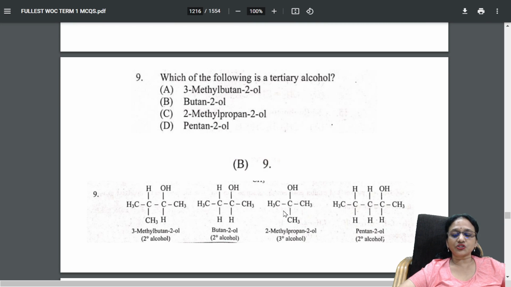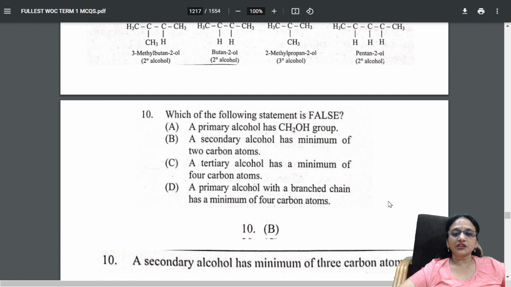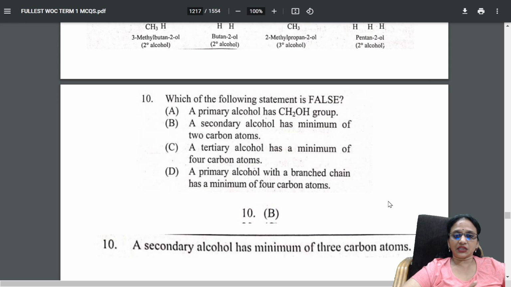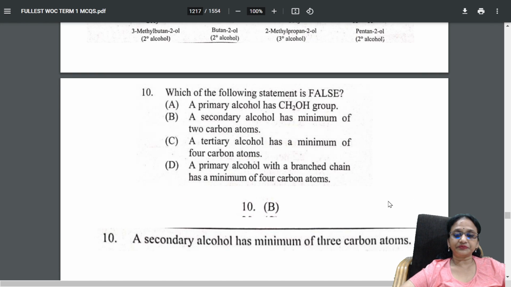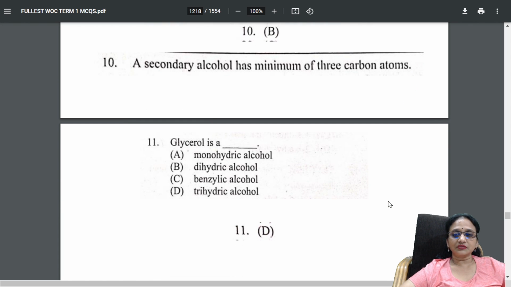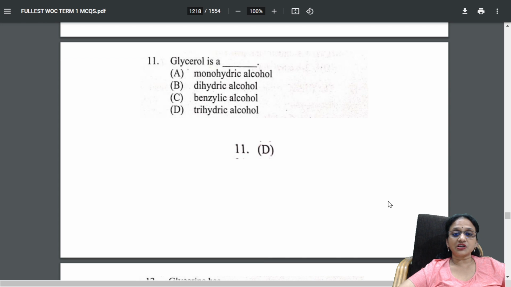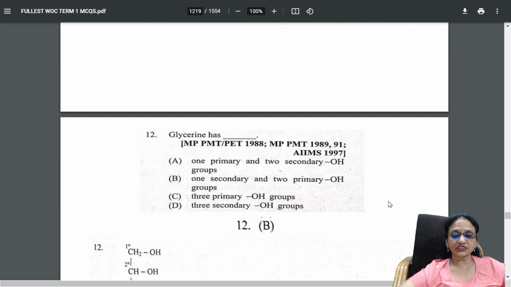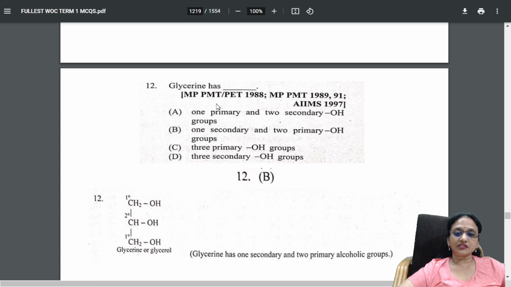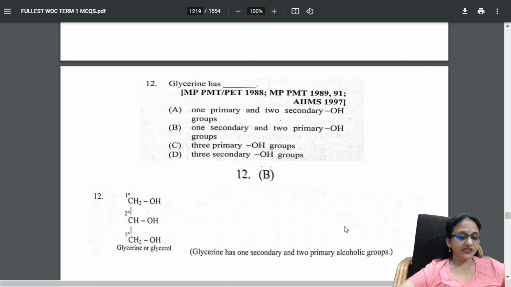Further, nomenclature and isomerism are given. Further questions like which of the following is false? Same nomenclature only. They're going to ask you questions like this. A secondary alcohol has how many hydrogens? The primary has how many? Glycerol examples you need to learn, because glycerol has how many OH groups? Glycol has how many OH groups, that you should remember. So this was given. Just see here, glycerin. They've asked how many primary, secondary and tertiary groups glycerin has. So an example is also given here.